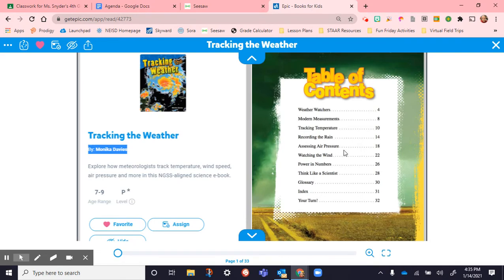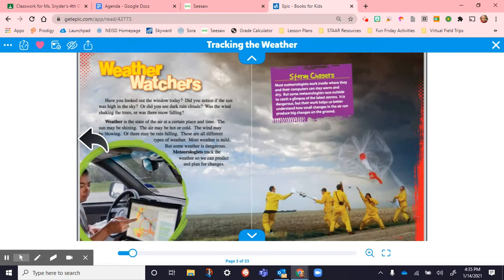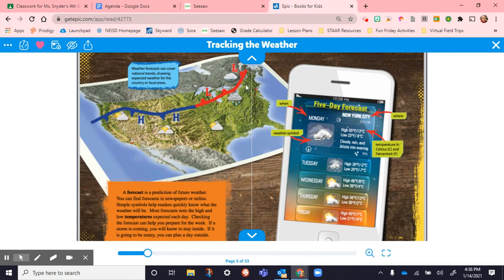So we talked about meteorologists. This page was going over how some meteorologists are inside where it's nice and dry, but there's some that are called storm chasers. And they are out on the field tracking weather. They've got all kinds of tools that they use where they're gathering data, and it's helping them make predictions and understand how things that are going on in the sky and everything around us affect the type of weather that we have. Then they take all the information that they gather and they make a weather forecast.